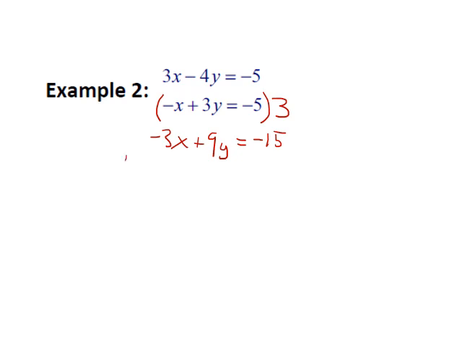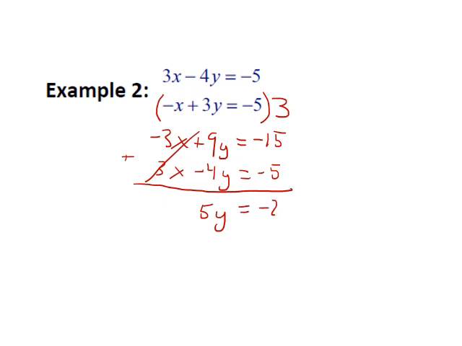And if I add the first equation, 3x minus 4y equals negative 5, my x's cancel, leaving me with 5y equals negative 20 and y equals negative 4.